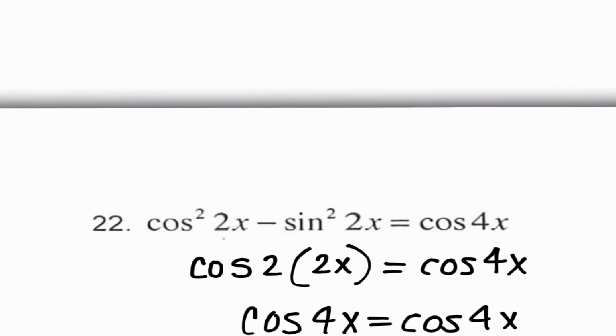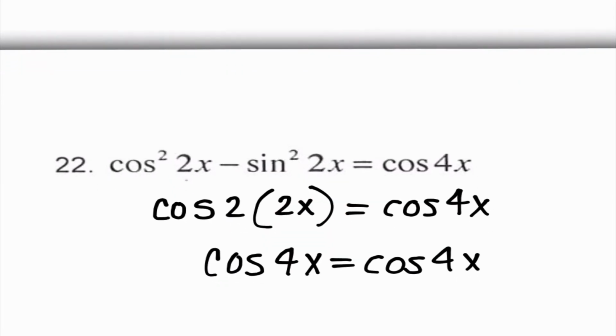Okay, number 22, I have cosine squared 2x minus sine squared 2x. I noticed right away that this is my cosine double angle formula. So I wrote it as cosine of 2 times whatever our angle is. Normally this angle right here is just x, but in this case it's 2x. So I have cosine of 2 times 2x, which is cosine of 4x, equals cosine of 4x.